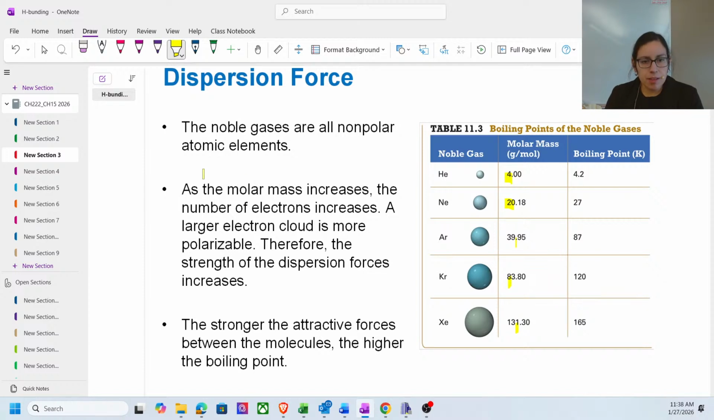And so that makes sense. So as our molar mass increases, our electron cloud increases. So we have a larger cloud that's more polarizable. And there's also just more area for attractive forces when we're comparing our xenon versus helium. So that's why our xenon has the higher boiling point there.